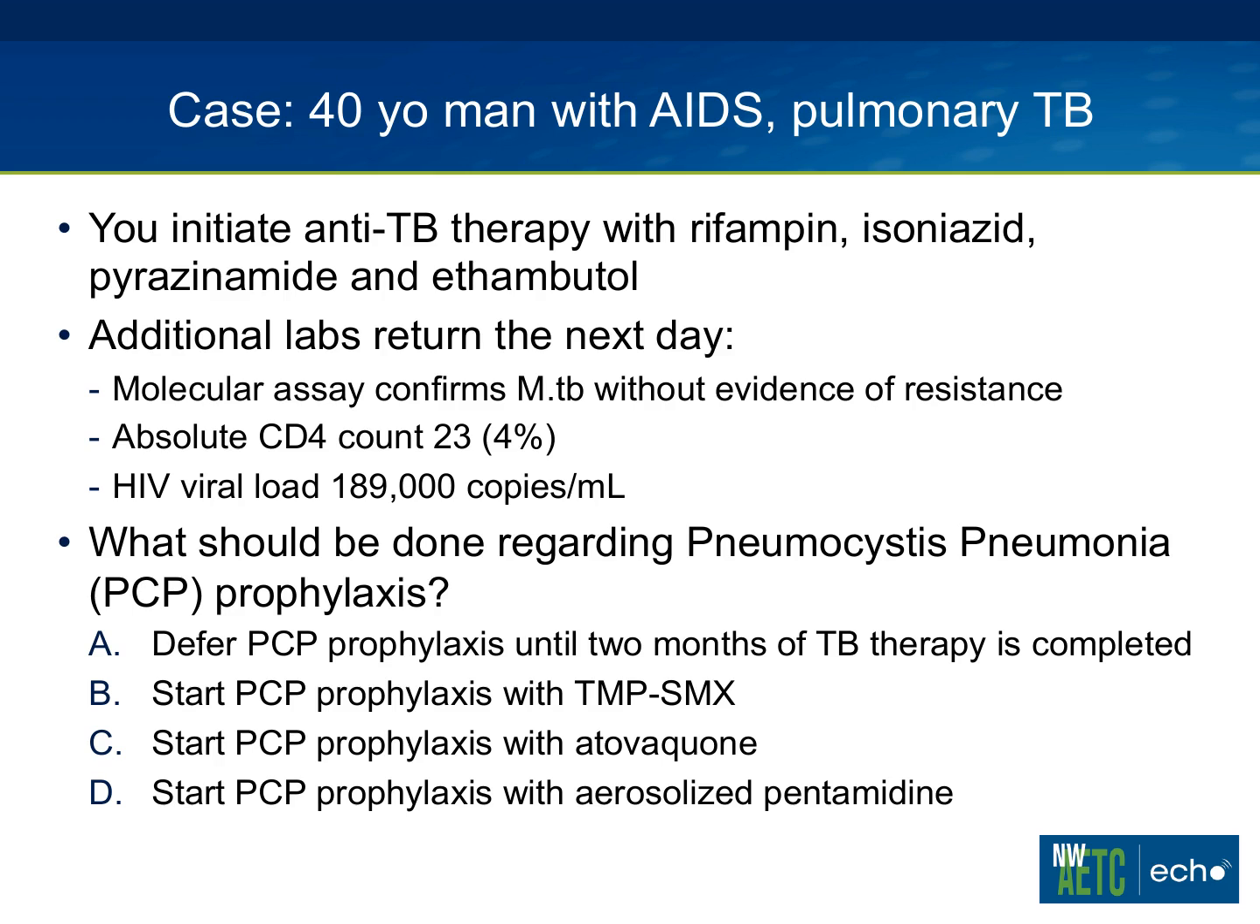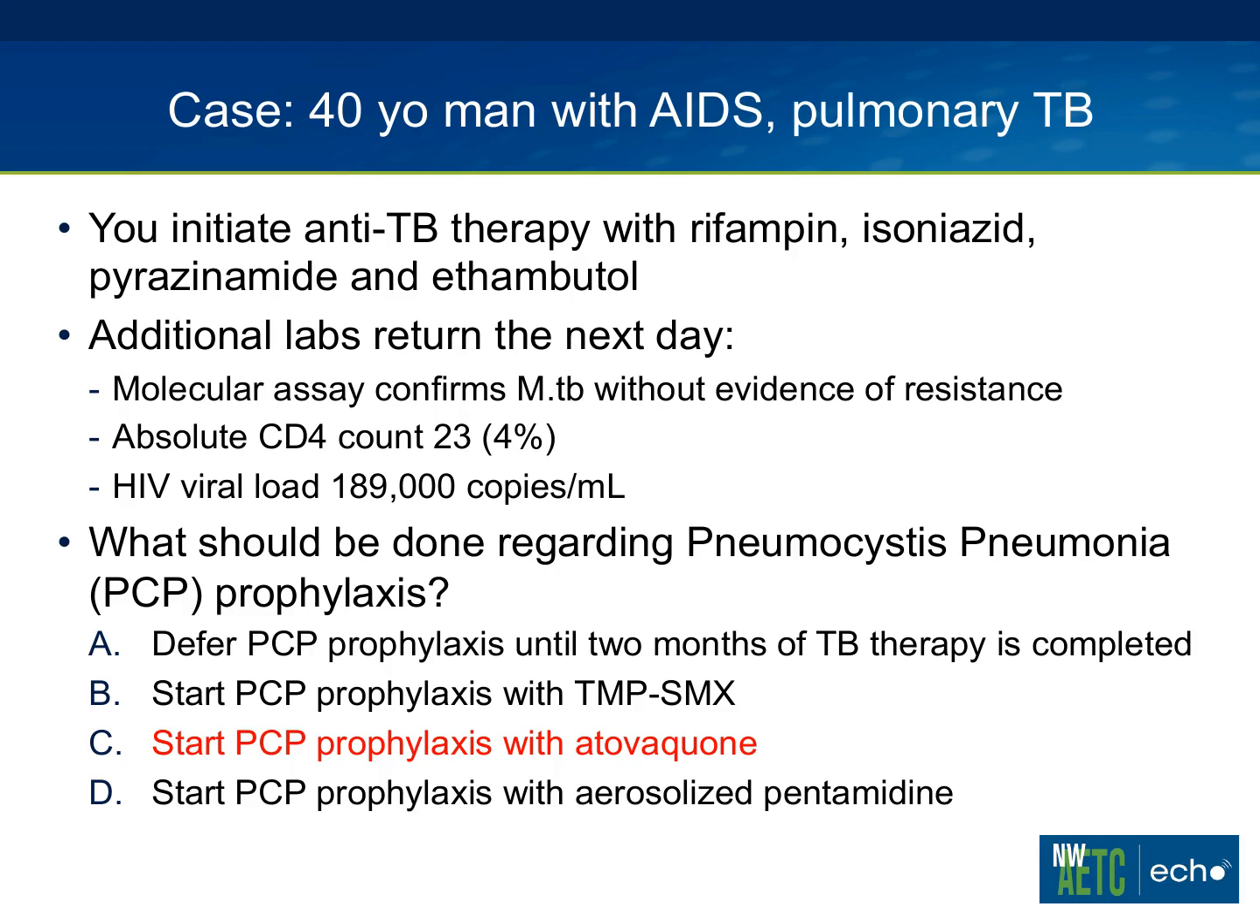So, is it best to defer PCP prophylaxis until he's completed at least the first 2 months of TB therapy? Should we start PCP prophylaxis now using trimethoprim sulfamethoxazole, also known as Bactrim or Septra? Should we instead start PCP prophylaxis with an alternative drug such as atovaquone or aerosolized pentamidine?